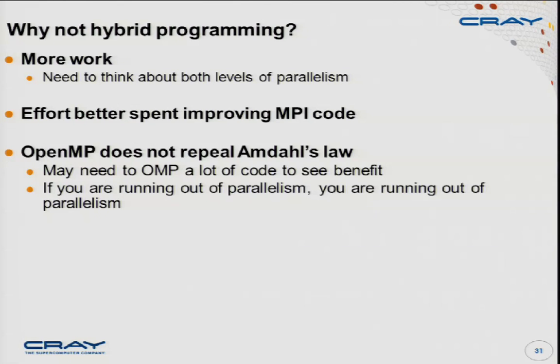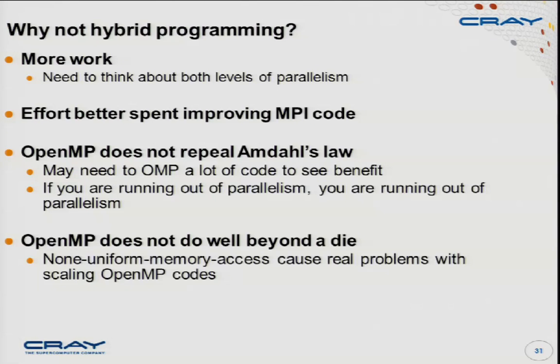So another way of saying it is, you might have to put OpenMP in a lot of places. You can't just put OpenMP on the 2 or 3 or 4 biggest loops, because that might be only 60% of your time, and the other 40% is going to be running in serial. So that's going to really drag down your OpenMP scaling. And if you're running out of parallelism, you're running out of parallelism. There's not much to do with that until you find more parallelism.